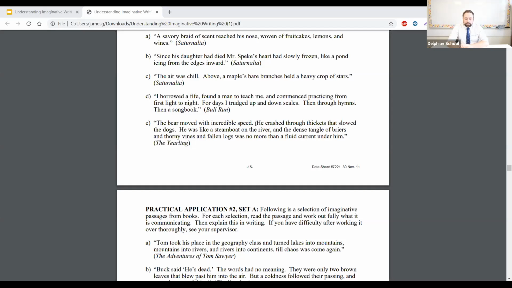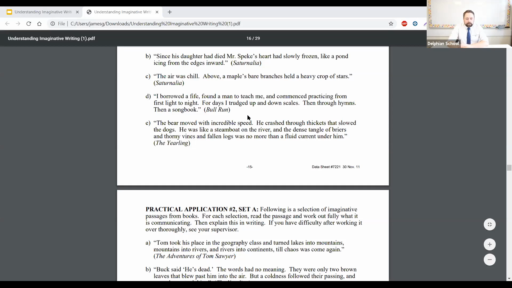He crashed through thickets that slowed the dogs. He was like a steamboat on the river, and the dense tangle of briars and thorny vines and fallen logs was no more than a fluid current under him. So what type of imaginative writing is that, and what are they saying there?